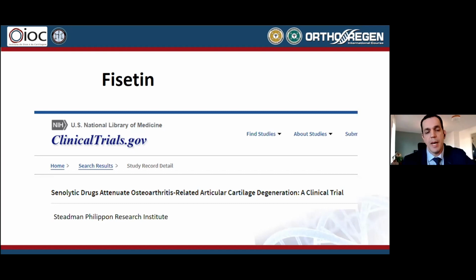This clinical trial is being done by the Stedman Institute, and they are using 72 patients, testing the effect of this senolytic drug, fisetin, in osteoarthritis patients, and until now they are showing good results.